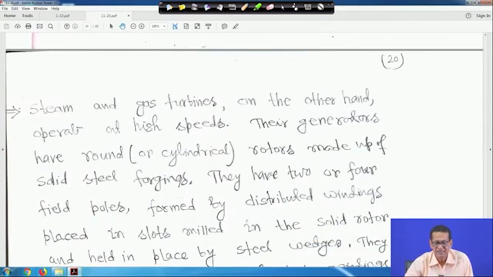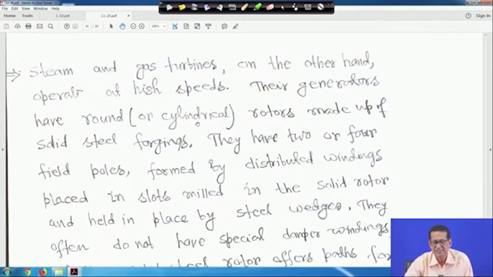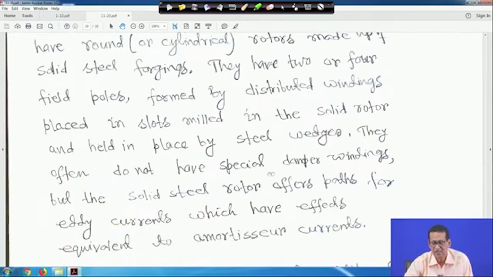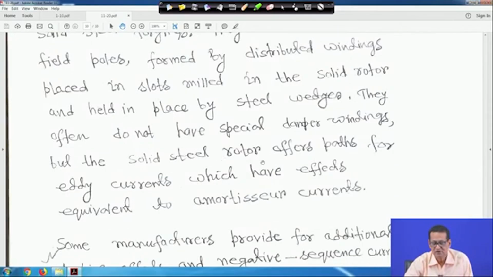Now, steam and gas turbines on the other hand, they operate at high speed and their generators have round rotors, that is cylindrical type of rotors, made up of solid steel forgings. They have 2 or 4 field poles, generally 2 poles in power systems we see, formed by distributed windings placed in slots milled in the solid rotor and held in place by steel wedges. They often do not have special damper windings, but the solid steel rotor actually offers paths for the eddy currents which have effects equivalent to armature current, right.